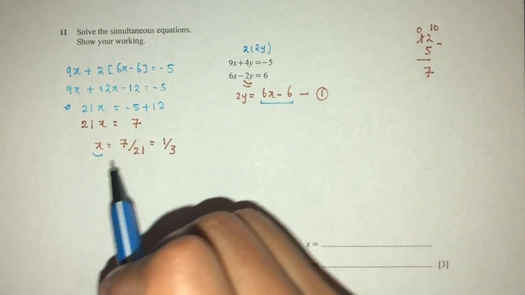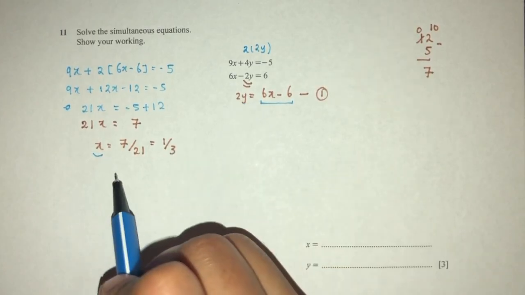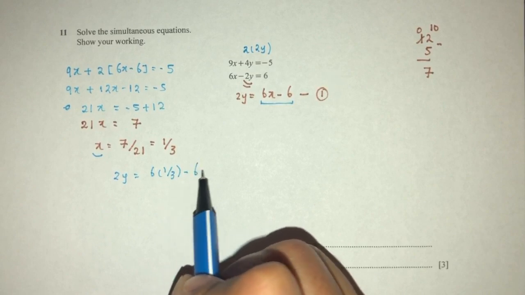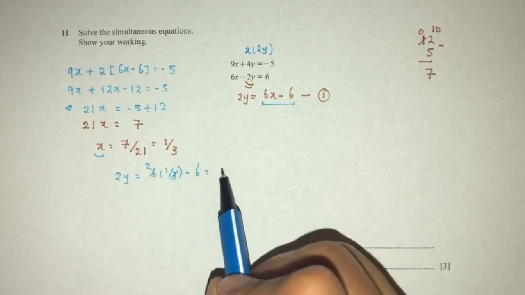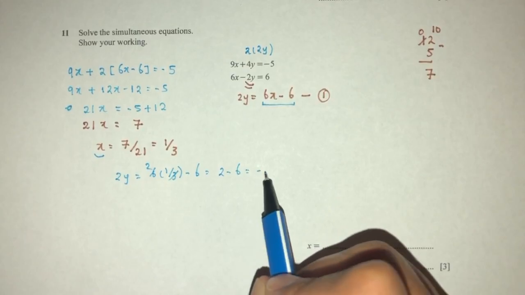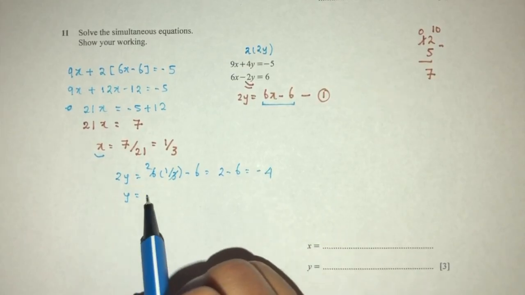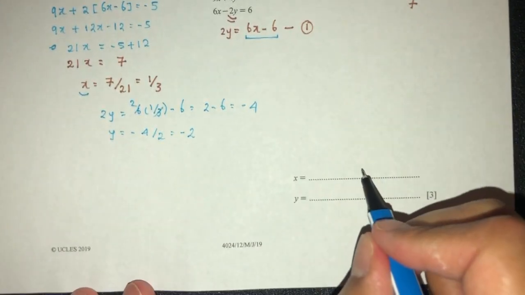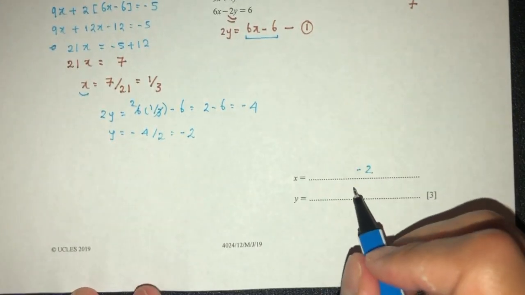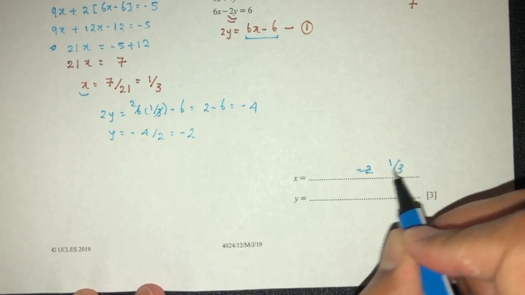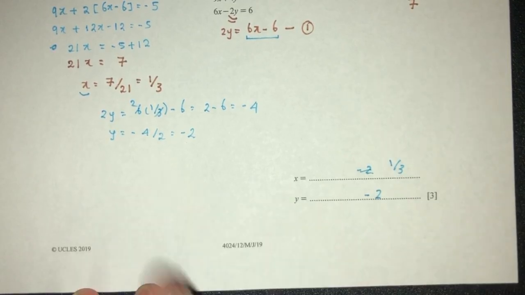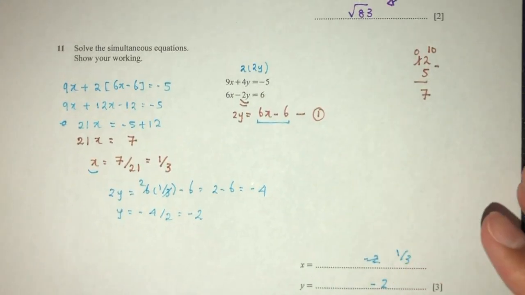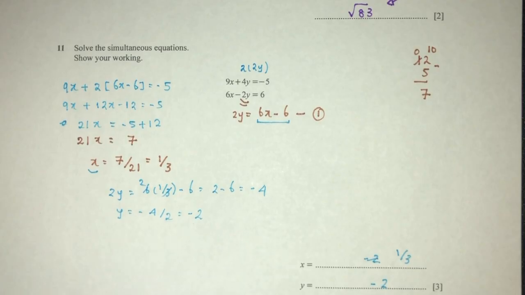Now replace. So x is this, and we have to find the value of y. So 2y is equal to 6 times 1 over 3 minus 6. That will be 2 minus 6, which is minus 4. So y will be minus 4 over 2, that should be minus 2. So x will be 1 over 3 and y will be minus 2. Right here, that will be your answer for question number 11. Again, you can always solve using the other method, which is elimination. It is up to you.